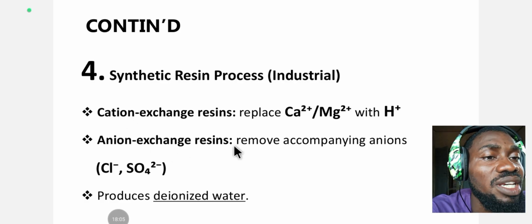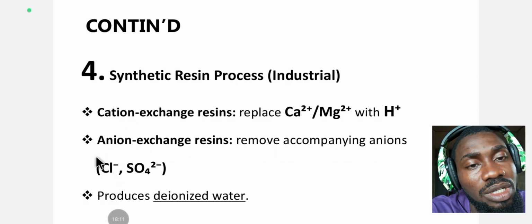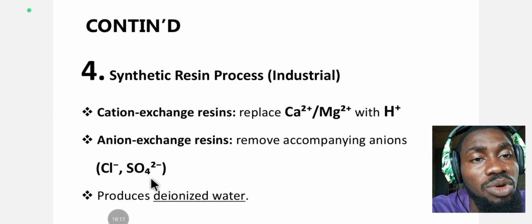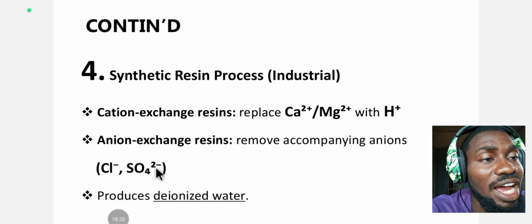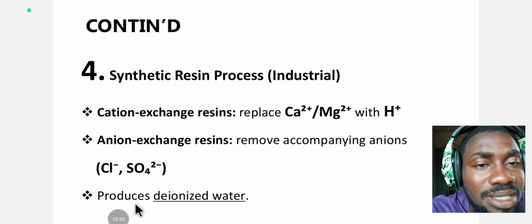Anion exchange resins remove accompanying anions, like chloride and sulfate ions. Both of them are anions, which are what? Negatively charged ions. Remember, cations are positively charged ions. So the final one we have here is what happens next?